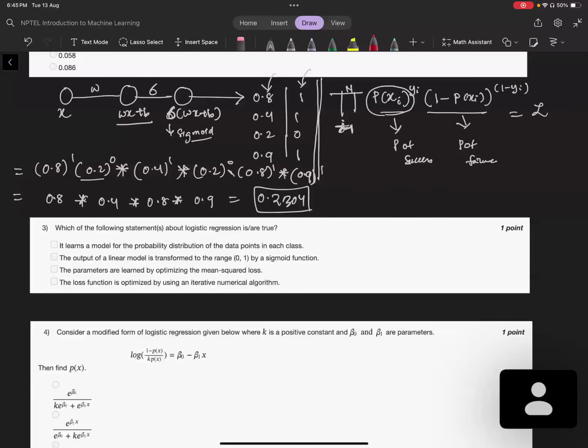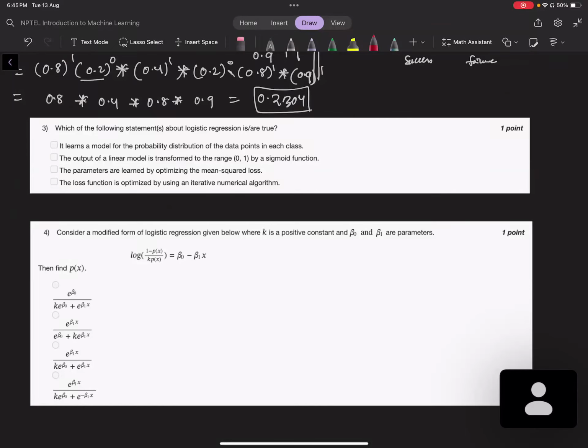So the next one is an easy question. Which of the following statements about logistic regression are true? Option 1: it learns a model for the probability distribution of the data points in each class. Second: the output of a linear model is transformed to the range of 0 to 1 by the sigmoid function. Third: parameters are learned by optimizing the mean squared loss. Fourth: the loss function is optimized by using an iterative numerical algorithm. What do you reckon? Which one should be the answer? I have my answers.